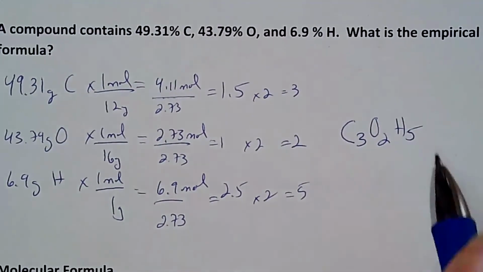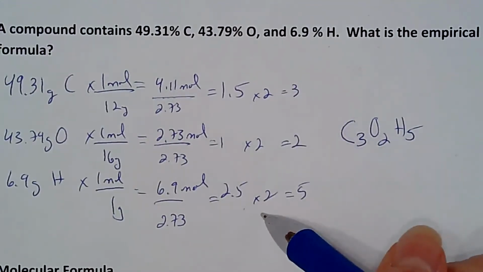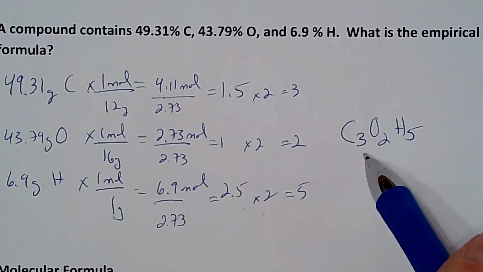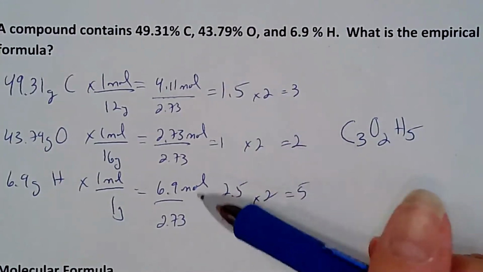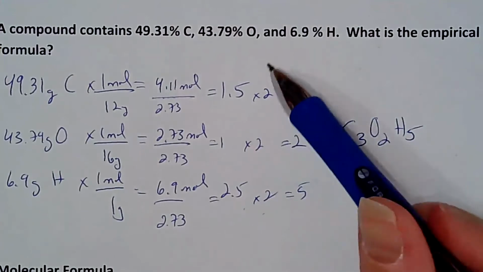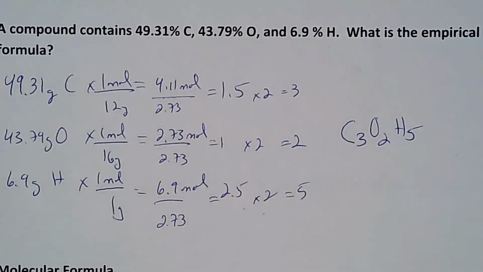Again, this comes out to be a 1.5 and a 2.5, so you have to multiply everything by 2. So you end up with an empirical formula C3O2H5. And again, we're going to see some of this data from something called a mass spectrometer further on in our course. That's why I want to show you that technique.